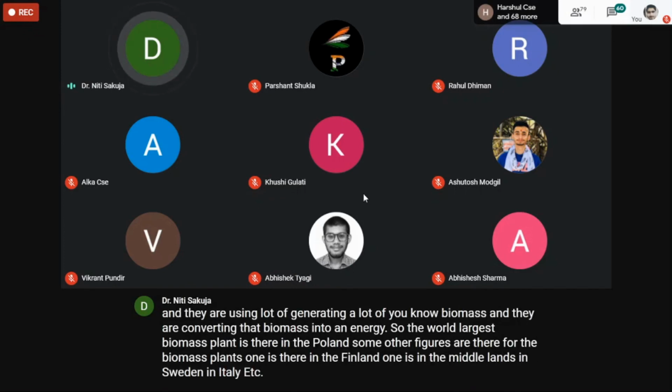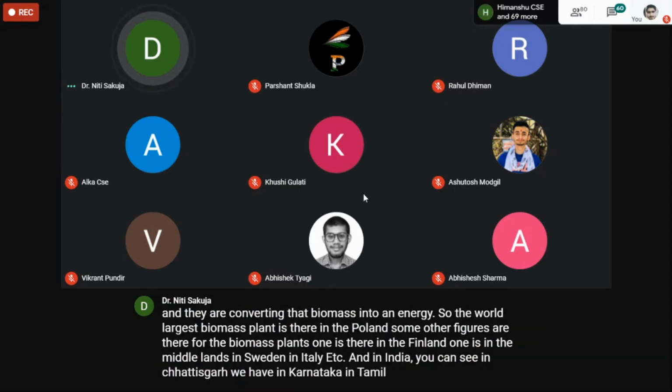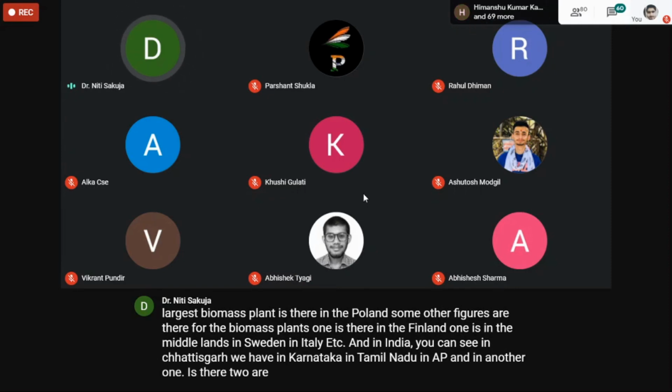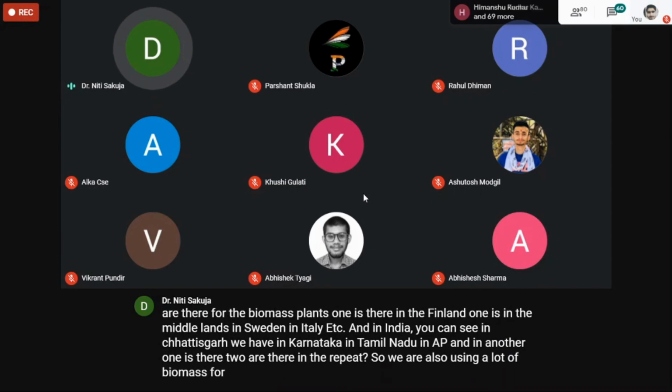And in India, you can see in Chhattisgarh, in Karnataka, in Tamil Nadu, in AP, and in another one. Two are there in AP. So we are also using a lot of biomass for generation of power. India also is using biomass.